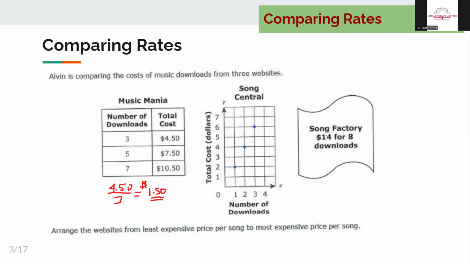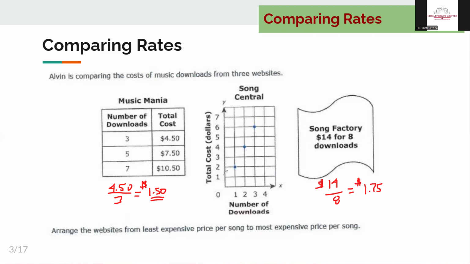Let's go over to the Song Factory. This one looks pretty straightforward. It costs us $14, and we get 8. And we do that division, and we get $1.75 per download.